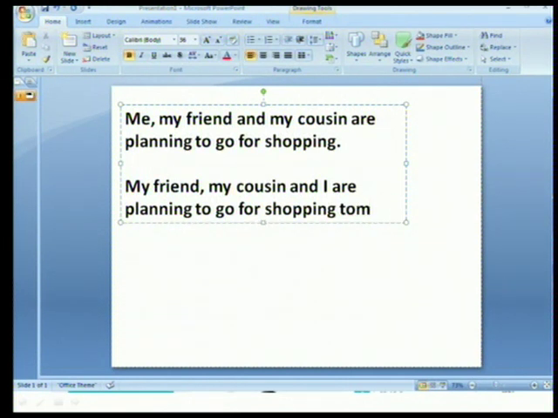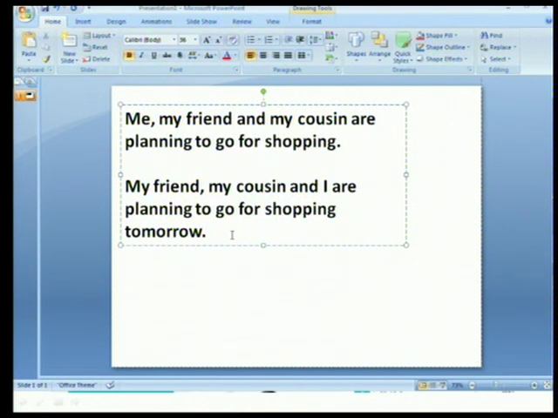The correct form is my friend, my cousin and I are planning to go for shopping tomorrow. The point to be noted is when you are talking about the first person, that is yourself, this will always come in the end. We usually mention that in the beginning, but that is wrong. At the same time, you cannot even say myself.